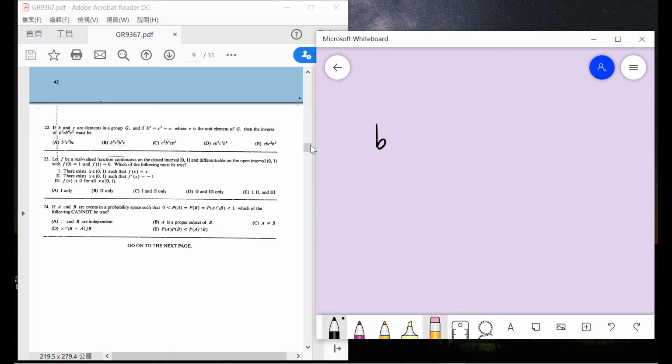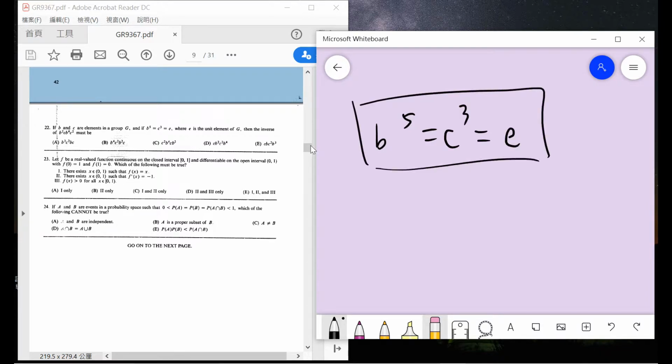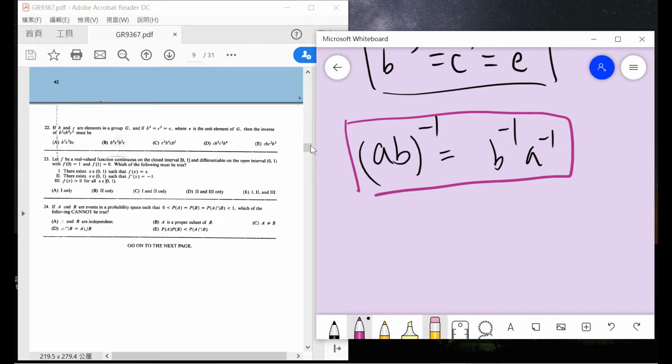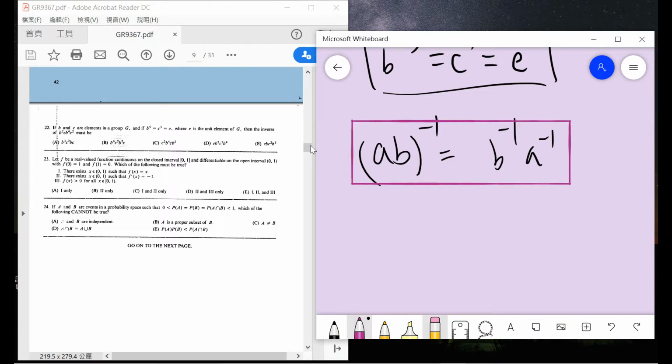Okay, so this is a simple group calculation. Let me remind you guys of the rules. One important rule we need to remember is, for example, (AB) inverse, where A and B are two elements in a group, is B inverse A inverse. So be sure to remember this formula.